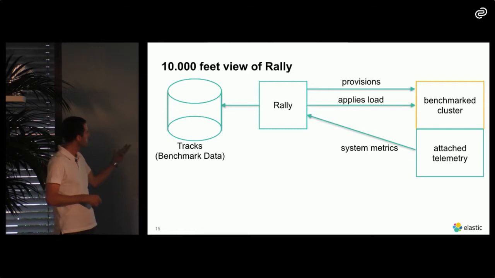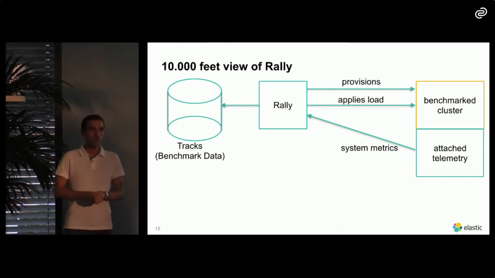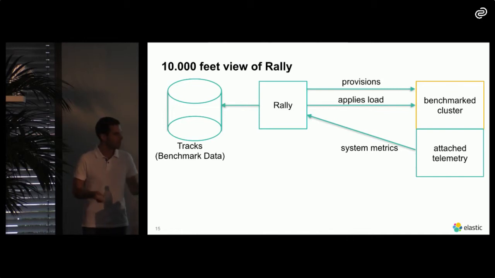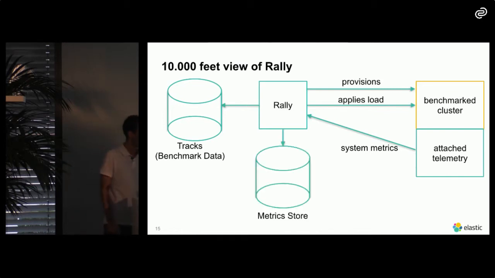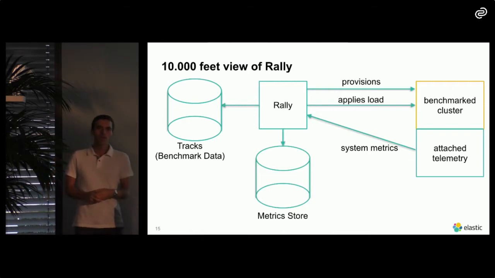So Rally reads those tracks, or a specific track that you want to run. For example, you want to run a logging benchmark. Then we have a logging track, which describes where the data are, what indexes you want to fill, what queries to run on that. That's the track description. Rally reads those and applies load according to this track specification. So it hits the cluster. And finally, it stores all those metrics in a metric store.